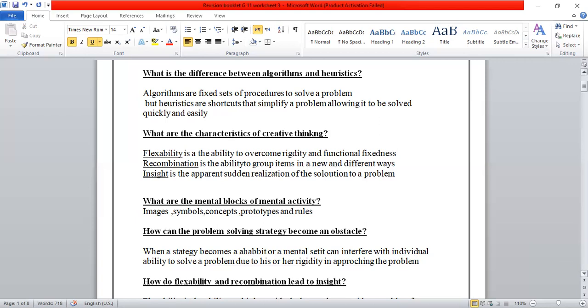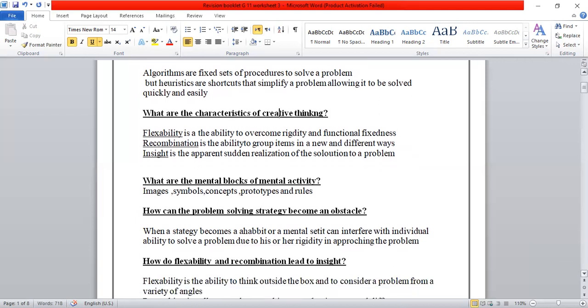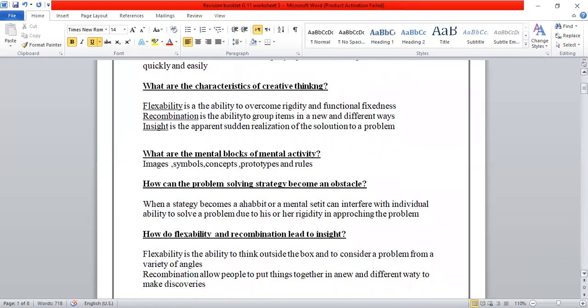What are the mental blocks of a mental activity? Actually, the mental blocks are the images, the samples, the concepts, the prototypes, and the rules. These are the mental blocks of any mental activity: the images, the samples, the concepts, and the rules.